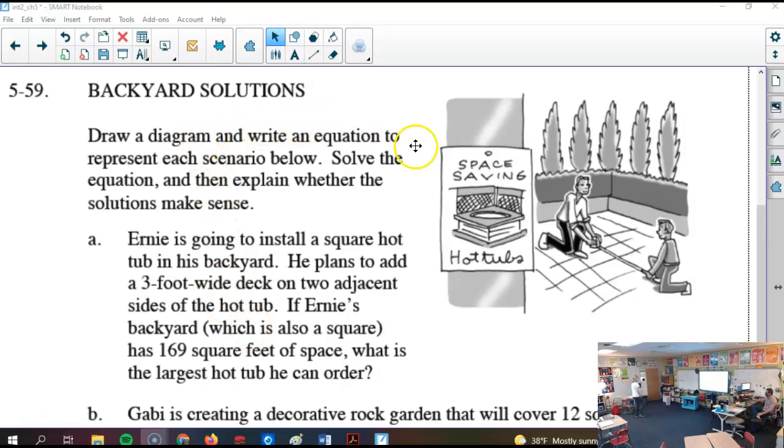So it says, draw a diagram or write an equation to represent each scenario below, solve the equation, and then explain whether the solution makes sense. Oh, man. No, it actually makes all sense. So Ernie's going to install a hot tub in his backyard, and he plans to add a 3-foot wide deck on 2 adjacent sides of the hot tub. So if Ernie's backyard, which is also square, has 169 square feet of space, what is the largest hot tub he would be able to have?